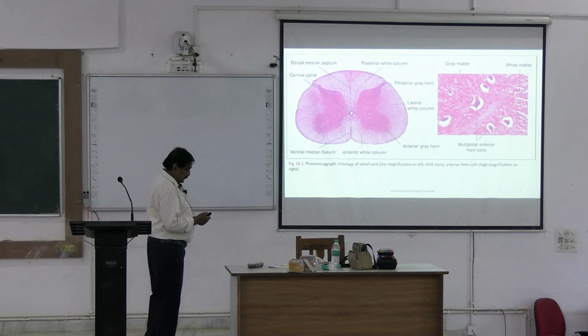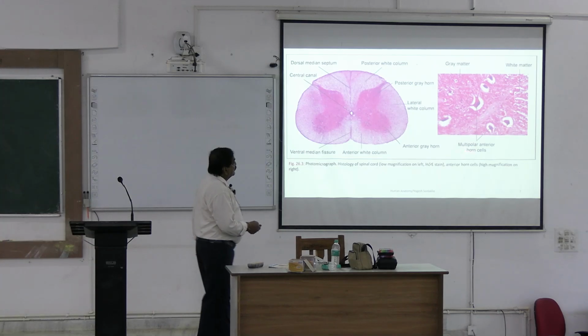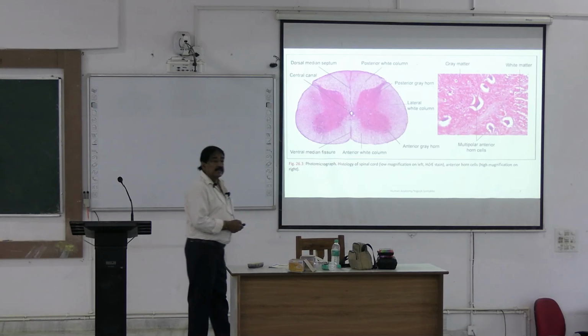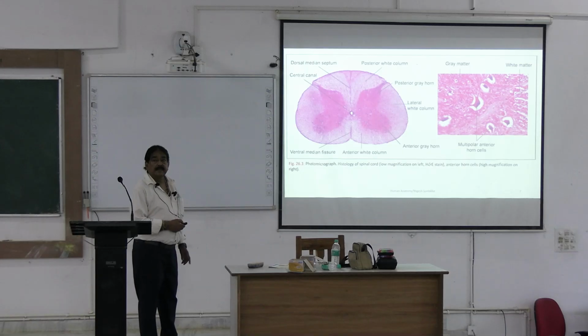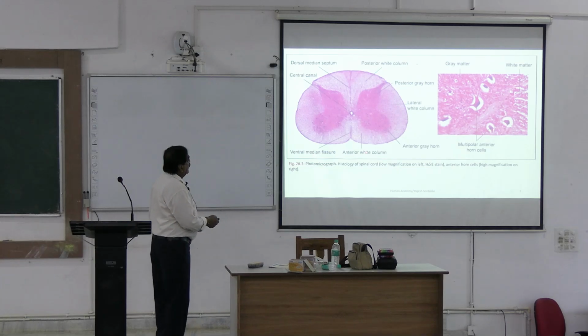Now you see, it's a photomicrograph of histology of spinal cord, low magnification, H&E stain, anterior horn cells, high magnification. See, in the anterior grey horn, you see the multipolar anterior horn cell. You will see this in our histology lab, because we don't have special stains. Slides: posterior white column, the median septum, central canal, ventral median fissure, anterior column.